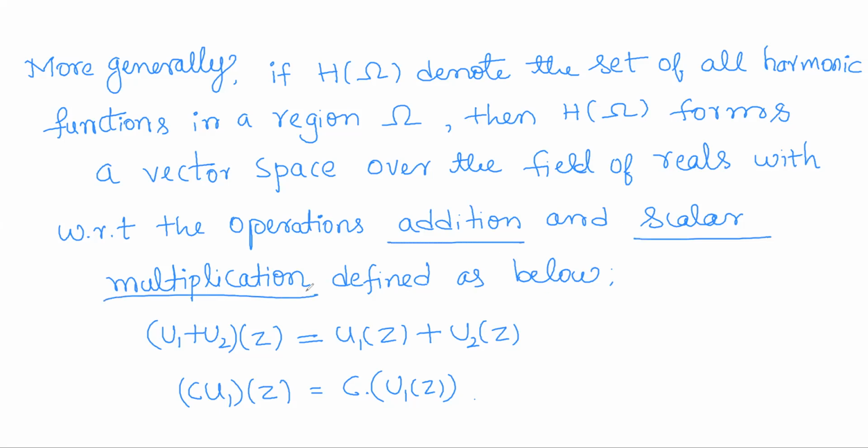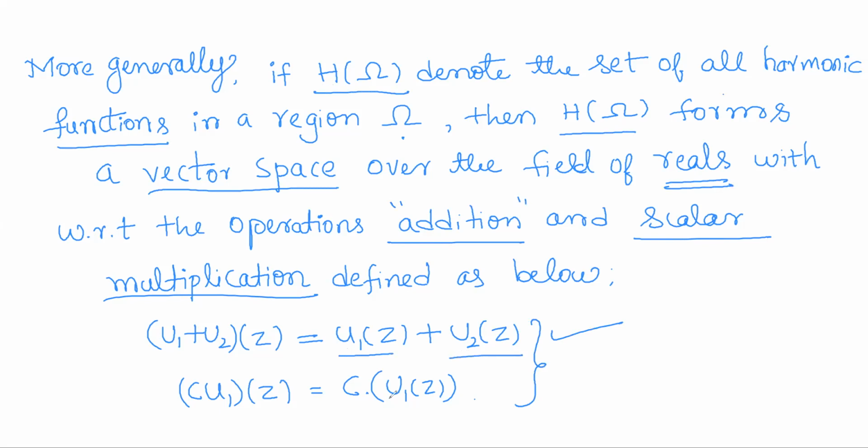So using these two binary operations, we can generate the algebraic structure called the vector space. Hence, if H of omega denotes the set of all harmonic functions in a region omega, then H of omega forms a vector space over the field of reals with the binary operations addition and scalar multiplication, where we define addition as u1 plus u2 of z as u1 of z plus u2 of z, and c into u1 of z is c into u1 of z.